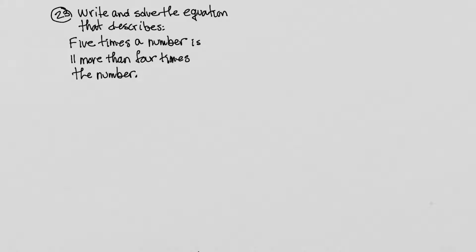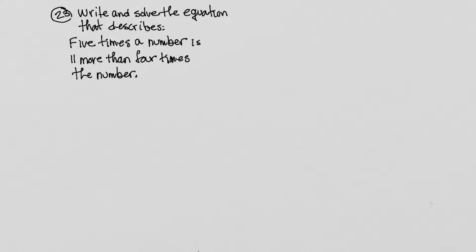We got a bit of a word problem here. Let's take a look at it. Now what we're going to do is write and solve this equation that describes this situation right here. So look what we have. 5 times a number, so we know we've got some number, 5 times that number, and that result is 11 more than 4 times the number.